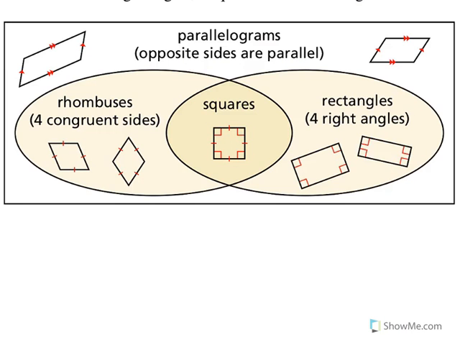Here's something else that I saw that was pretty cool. It's a Venn diagram. We have our parallelograms. They have a few characteristics. Then we have rhombuses that have four congruent sides. We have rectangles that have four right angles. And when these two things overlap, you end up getting what's called a square. And that's why I call it the mother of all quadrilaterals.